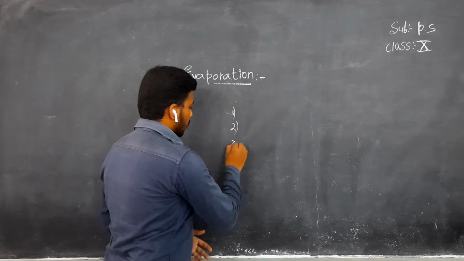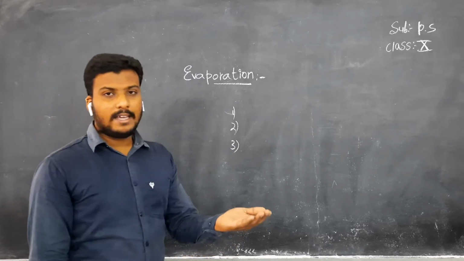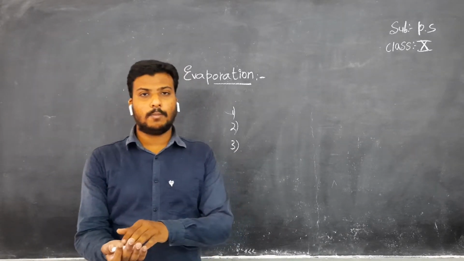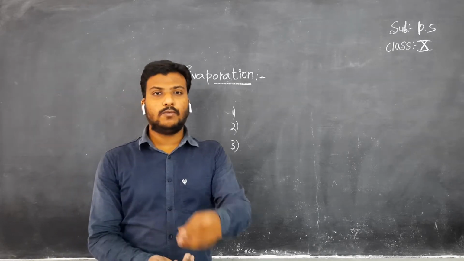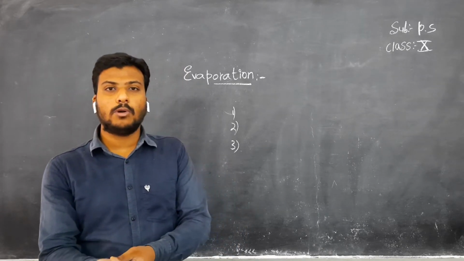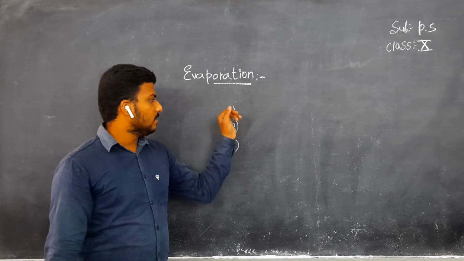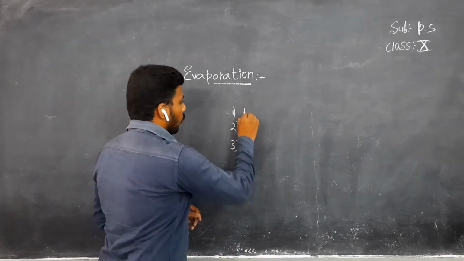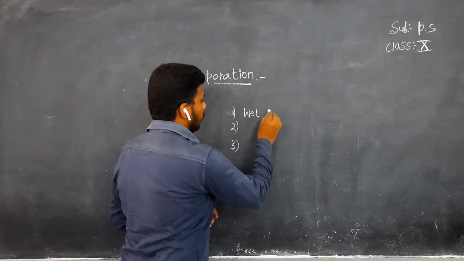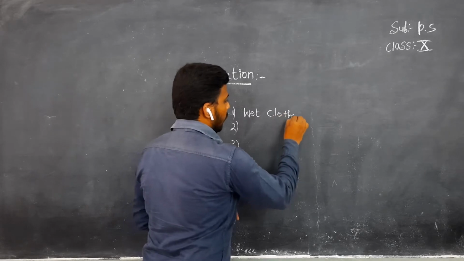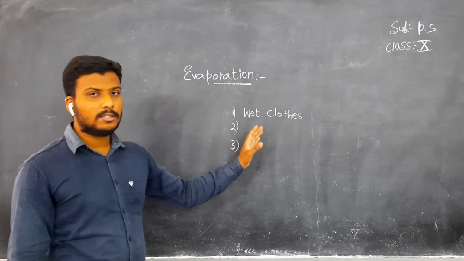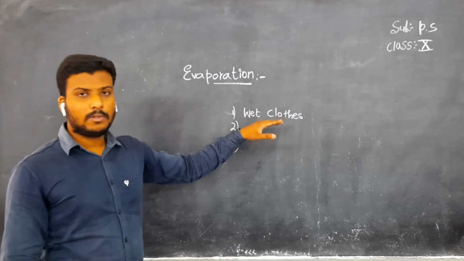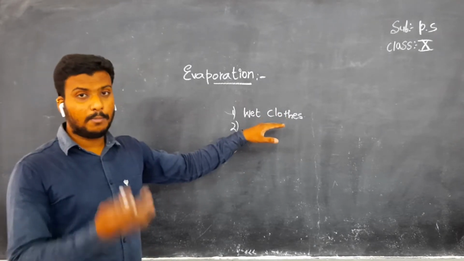Next, the third one: take a few drops of spirit onto your palm. While taking the spirit onto your palm, you will feel that your skin becomes colder. Understand, children? In the first case, we dealt with wet clothes. Whenever we put the wet clothes in the sun, they dry. Where does the water disappear?